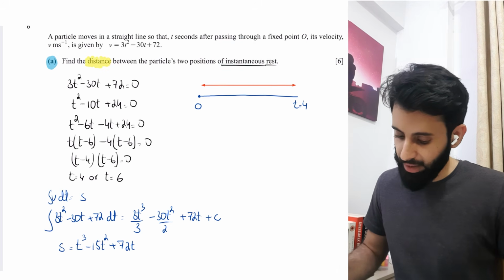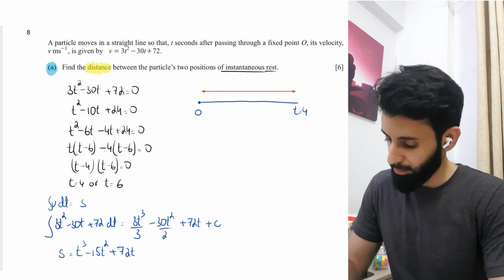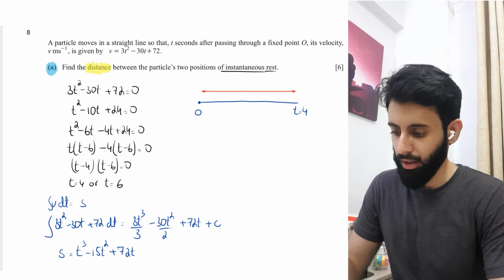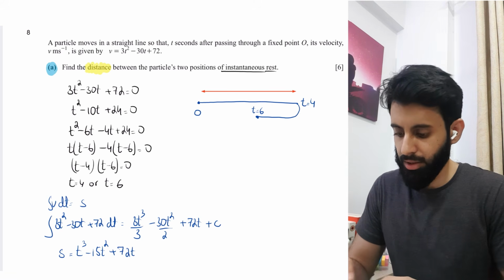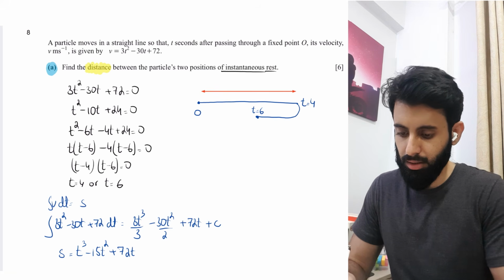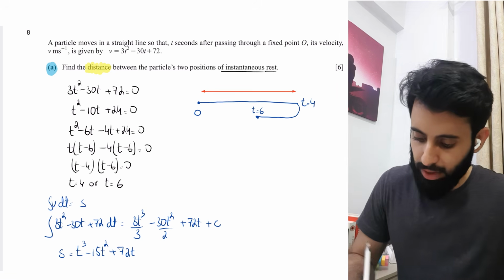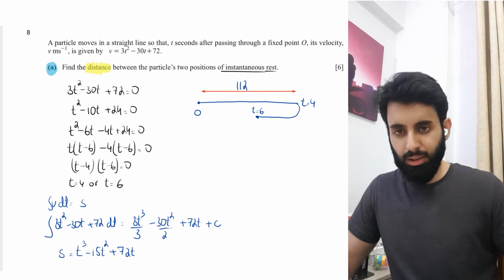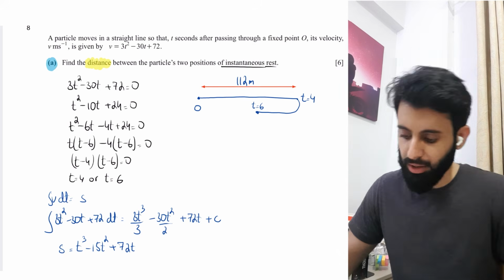Now that I have s, or displacement, the next thing I'm going to do is plug in 4 in place of t. When you plug in 4 in place of t in the equation of displacement, you get 4³ − 15 times 4² + 72 times 4. So you end up with 112. That means at t = 4, the object is 112 meters from the starting point.